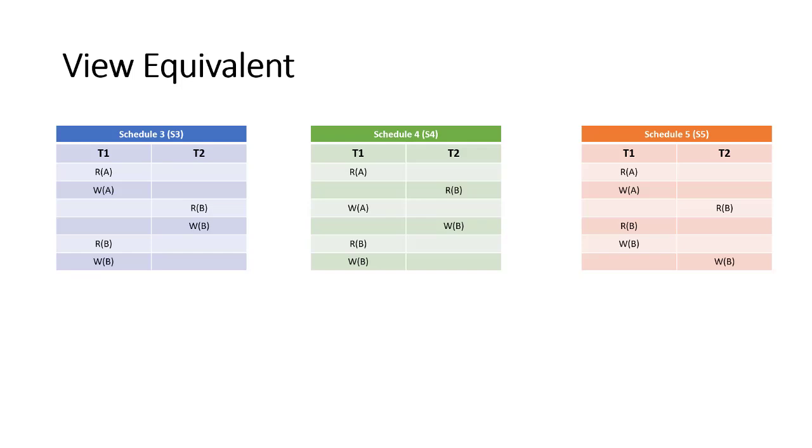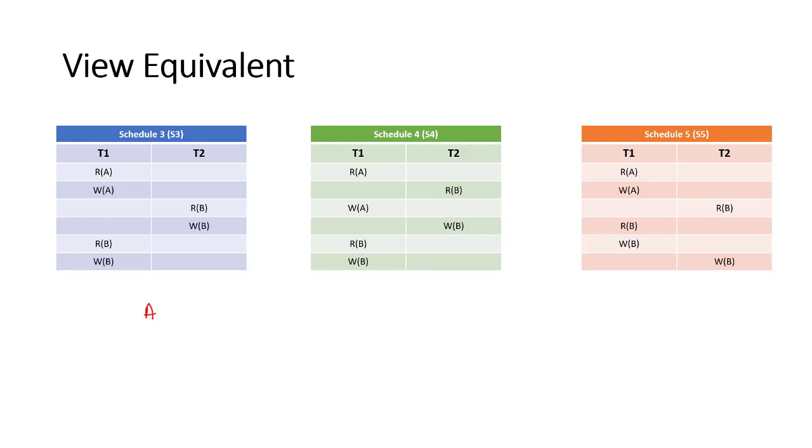So from now on we are not going to show all the other operations. We only focus on the read and write operations. Let us check whether all three are view equivalent, or any two are view equivalent or not. For data item A, which transaction is performing the initial read? Here T1 is performing the initial read.